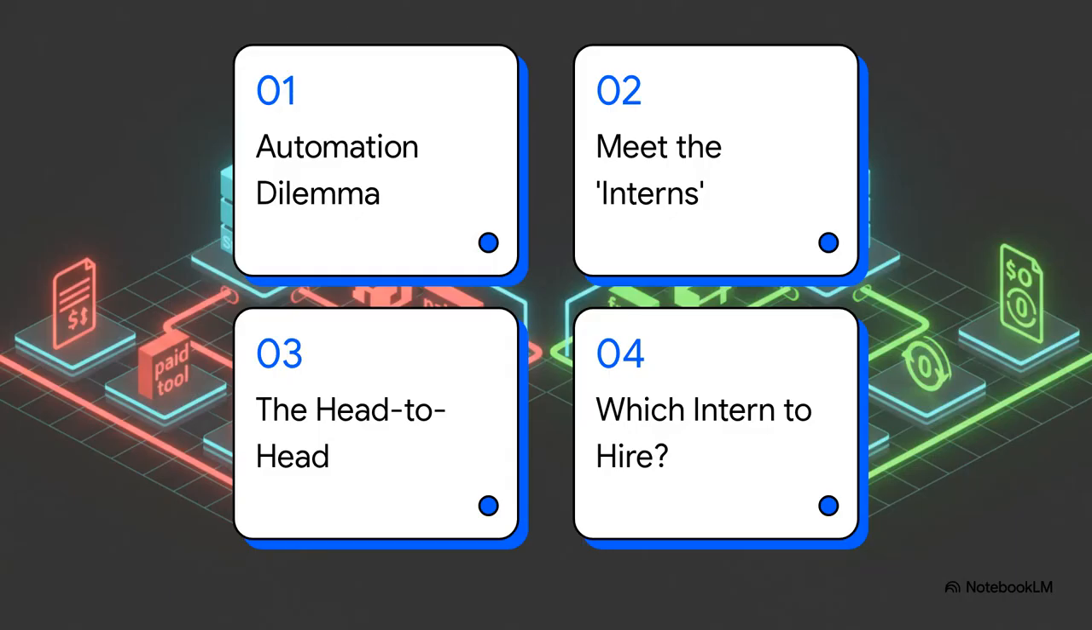Okay, so here's our game plan. First, we're going to talk about the automation dilemma, why this is such a big deal right now. Then we'll introduce our two main players, which we're kind of calling our interns. After that, we'll put them in a head-to-head matchup. And finally, we'll figure out which intern you should actually hire for your job.